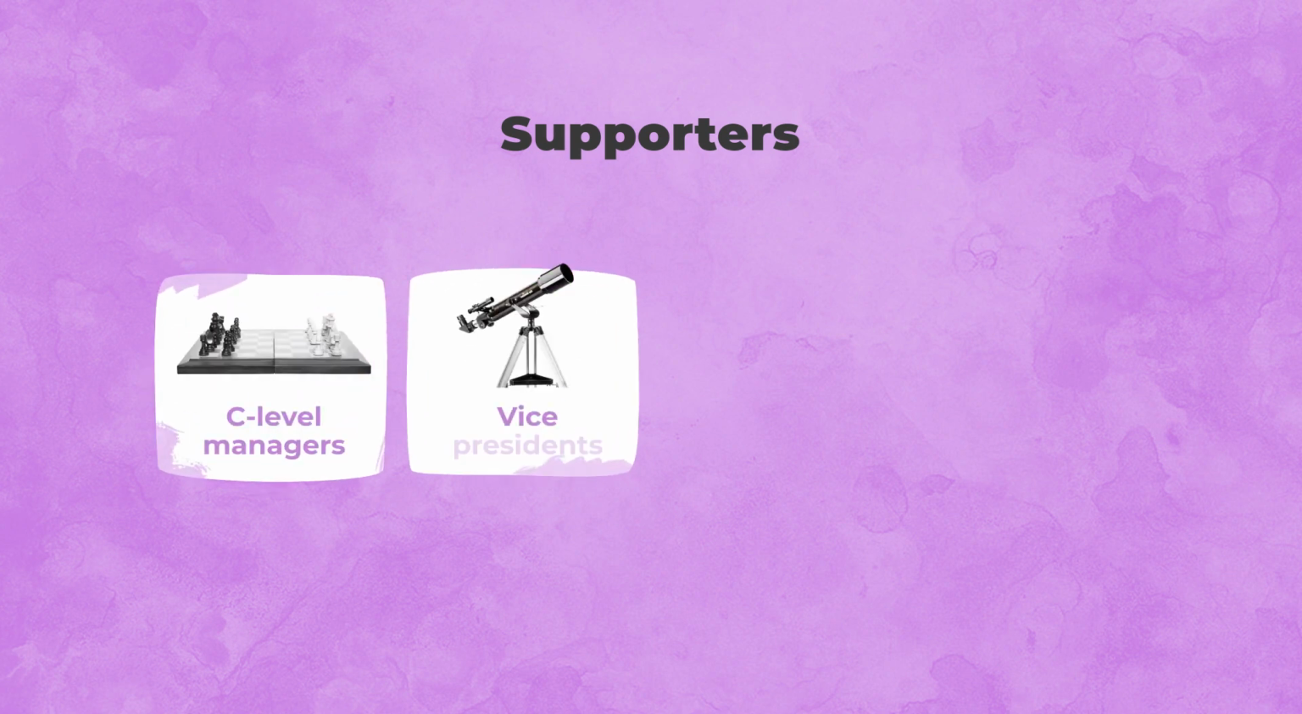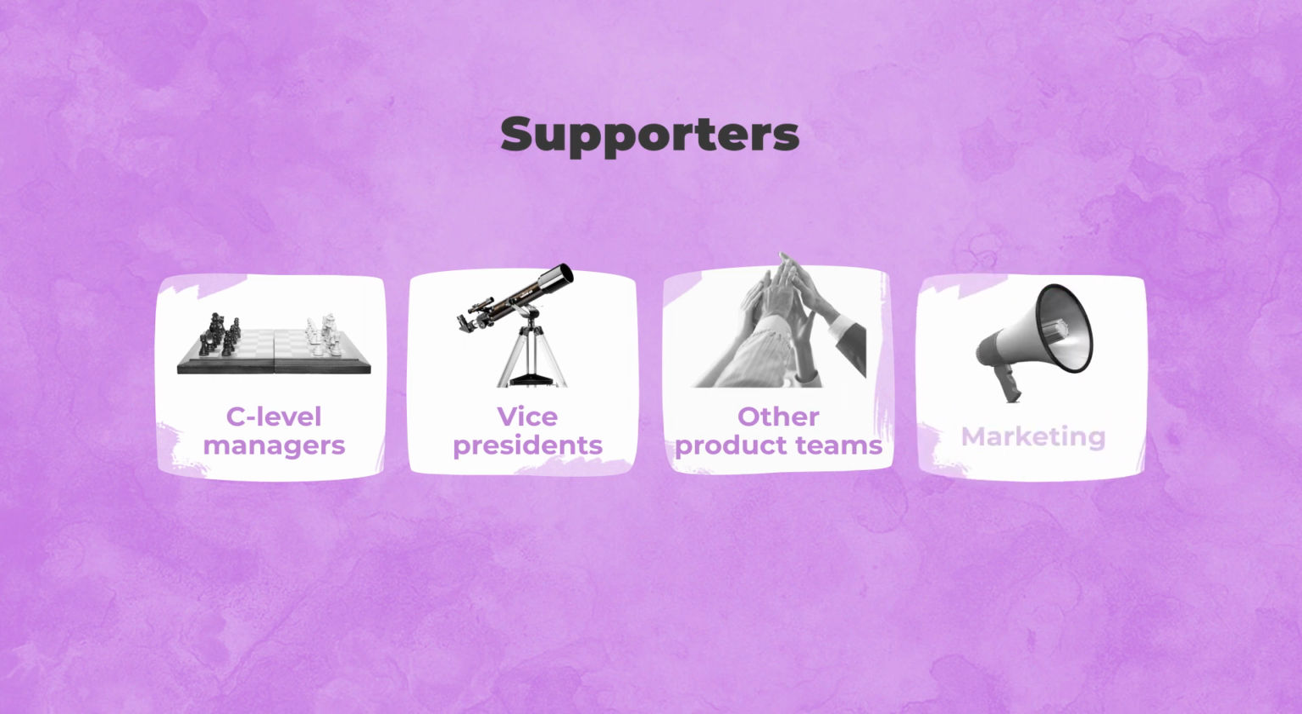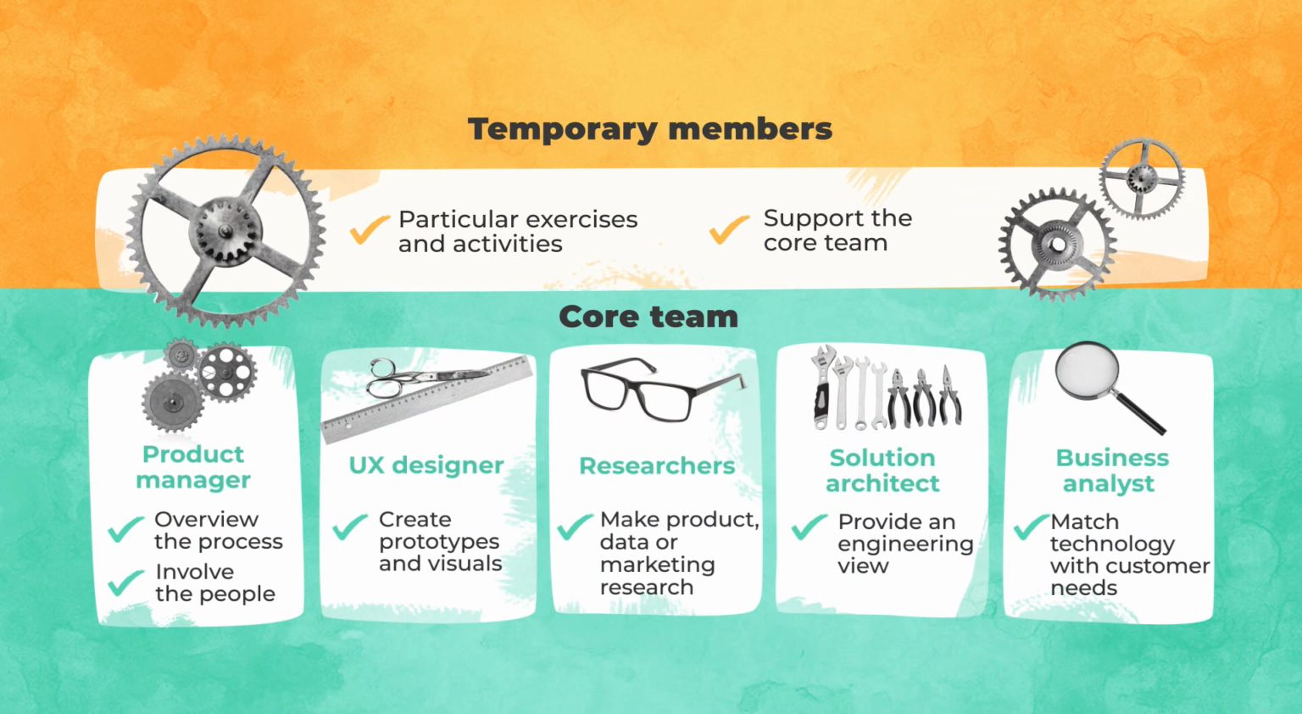Now we are moving on to the supporter group I mentioned earlier. These are C-level managers, vice presidents, other product teams, marketing, and so on. It's optional to have them, but they bring strategic vision. They tell us whether the product that we are working on matches the company's strategy. The last group is comprised of the temporary members. This is also an optional group who attend product discovery for particular exercises and activities or support the core team with some specific data and expertise. They aren't involved permanently, but their knowledge may be necessary as well to support decision-making.